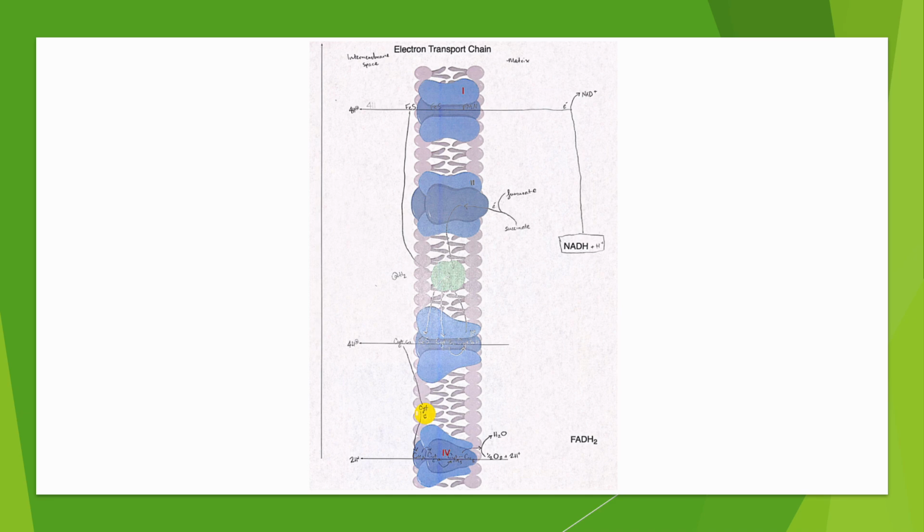So here we can look at one of our major, probably the biggest generator of ATP. Complexes 1 through 4 use these electrons from NADH and FADH2 to pump protons across the membrane, creating that electrochemical gradient that provides the power for our ATP synthase engine.